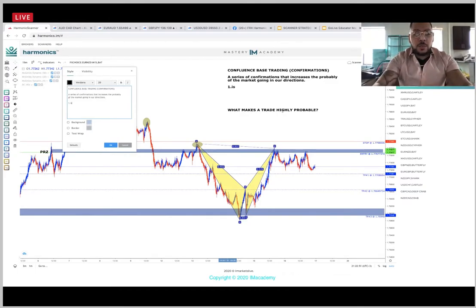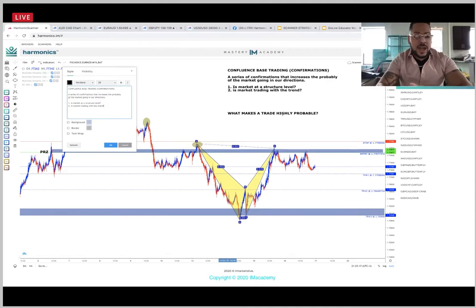If you're buying or selling, ask: one, is the market at a structure level? That's something you can ask. Two, is the market trading with the trend? That's another thing you can ask. Three, is the market structure in your favor?